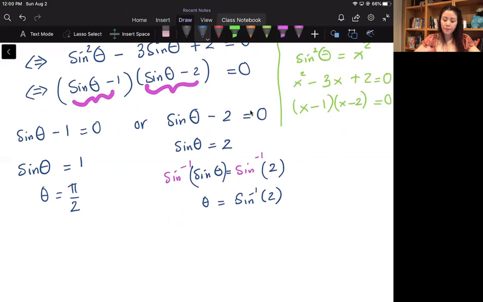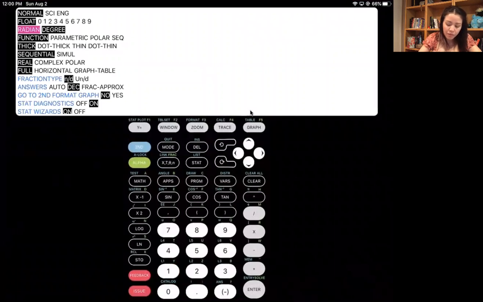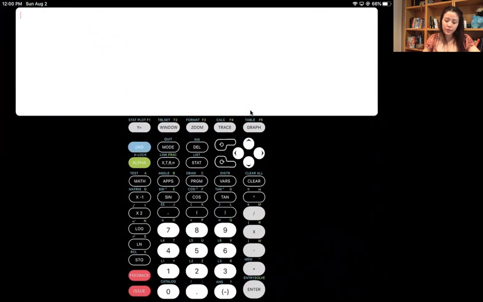Let's use the calculator. Make sure your calculator is in radian mode. So let me check mode. Mine is in radian, so I'm good. Second mode to quit. And now I want to evaluate sine inverse of 2. Enter. Not a number, right? Not a number. So what does that mean? Well, on your graphing calculator, TI-84, it probably tells you an error domain.